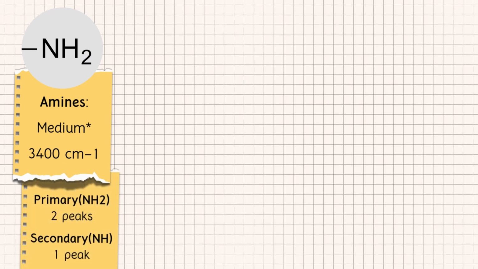A primary amine has 2 hydrogens, as in NH2. This means it'll give a double peak in this region. A secondary amine has 1 hydrogen, as in NH. This will give a single peak in this region. If it was a tertiary amine, which is just N, it would not show a signal in this region.